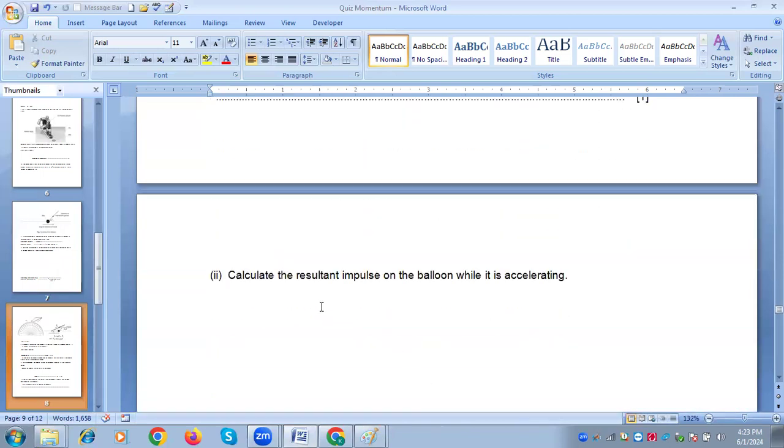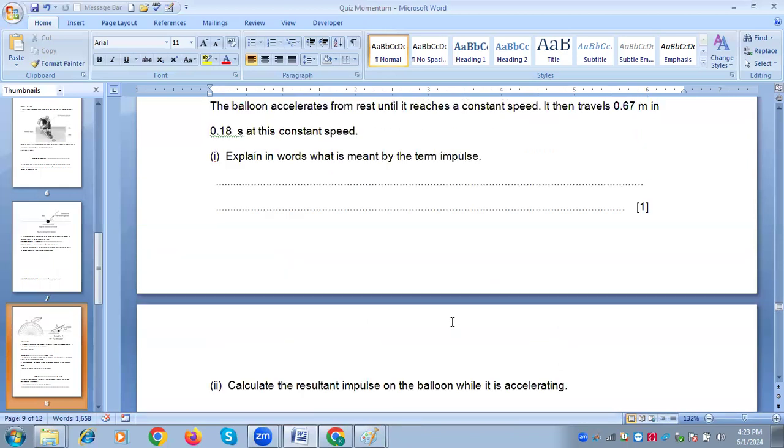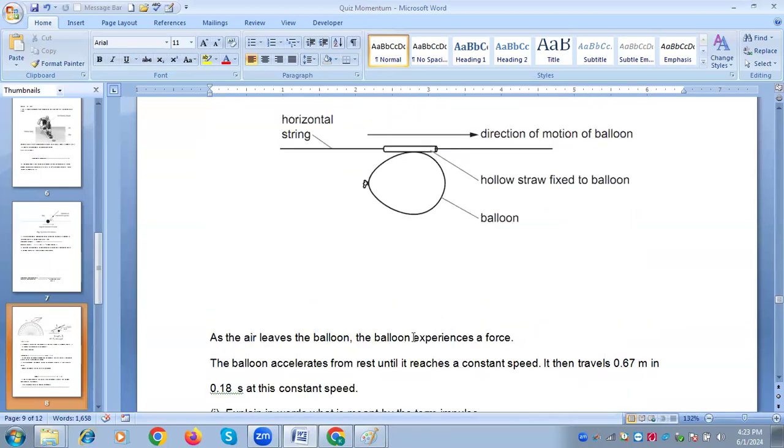And then calculate the resultant impulse on the balloon while it is accelerating. So when the balloon accelerates, what will happen? You have to find out the resultant force acting. F is equal to ma. So we may apply formula. F is equal to ma. Initial velocity is 0, and it starts from rest, as is mentioned in the question. The balloon starts from rest, initial velocity is 0, and it reaches the final steady speed.